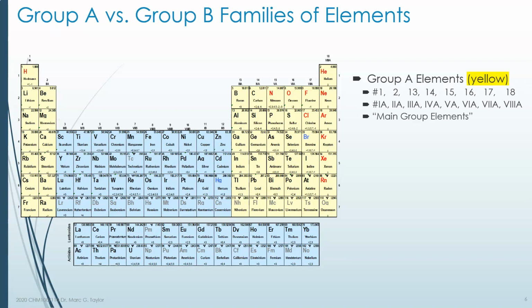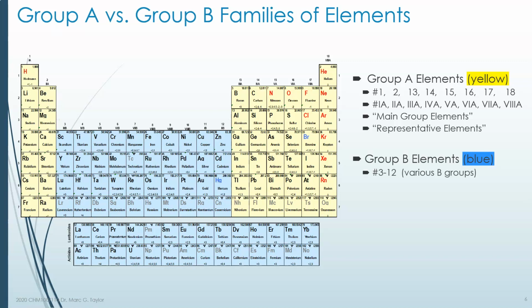We also referred to these as the main group elements because a lot of the original chemistry that was discovered about the elements was discovered using the Group A elements. They're also referred to as the representative elements, though that term is going out of vogue. We also have the blue elements, which are the Group B elements. So there are 2 clear sections here as well.